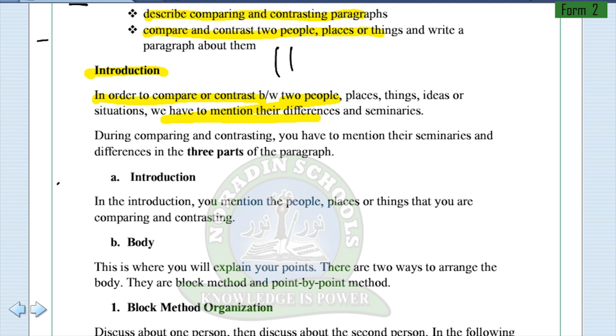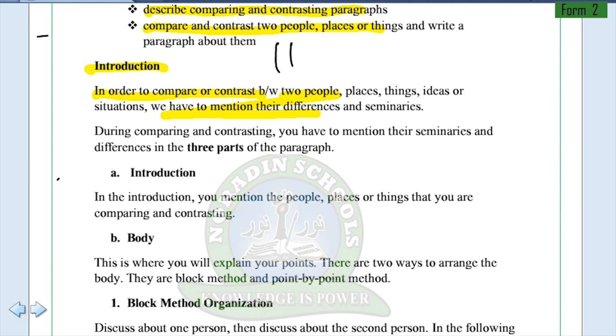During, that means when you are comparing or contrasting, you have to tell the similarities and differences in 3 parts of the paragraph. Remember, we said that a paragraph comprises 3 main parts. When you are comparing or contrasting, you can compare in the introduction, and also you can compare in the body paragraphs or supporting sentences, and finally in the conclusion.